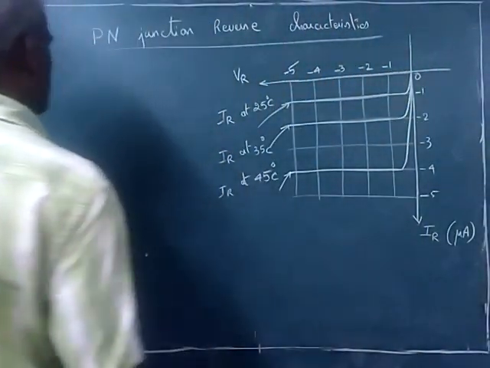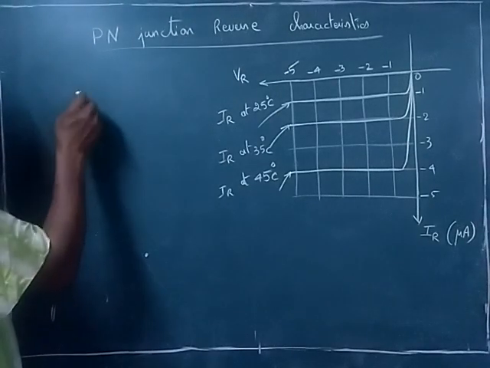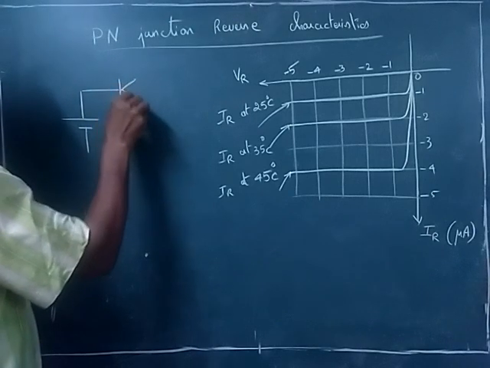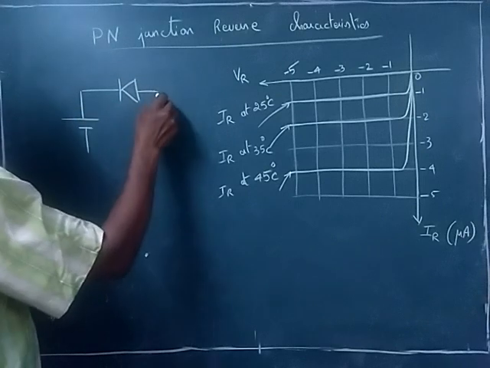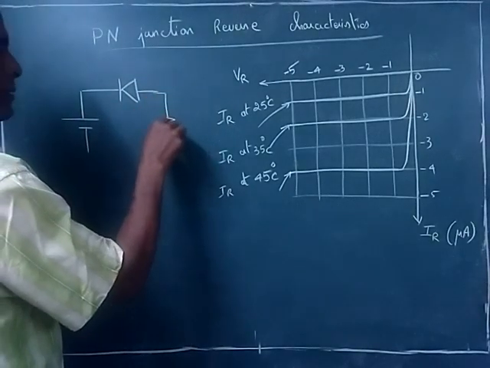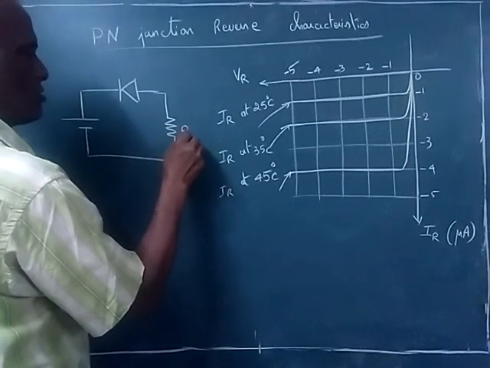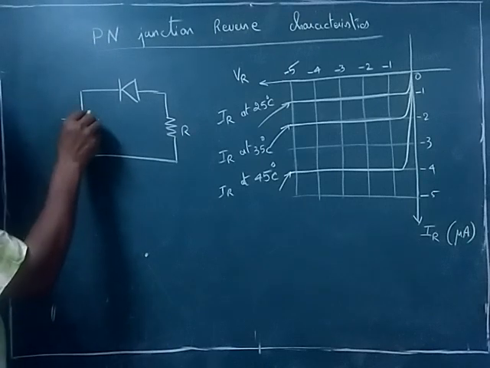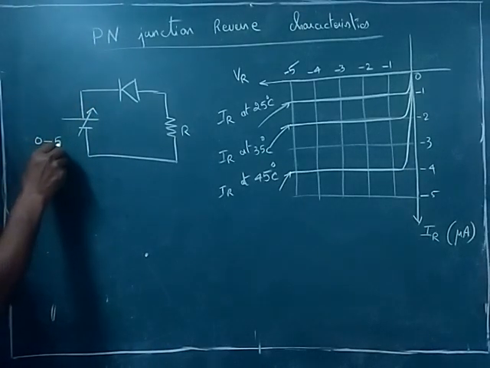So what happens is, when the diode is reverse biased, it means positive is connected to the cathode and the anode is connected to negative. Of course, I connect a resistance. Now the voltage increases, say this is a 0 to 50 volts variable supply.